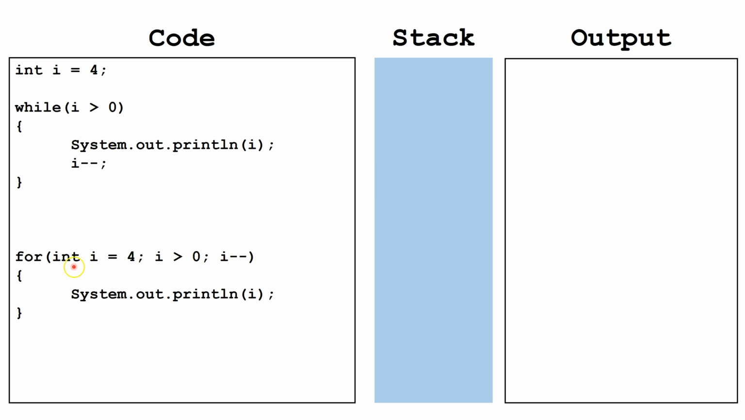Here we have for, start off I equal to 4. We continue running as long as I is greater than 0. And at the end of each loop, we decrement the value of I by 1.